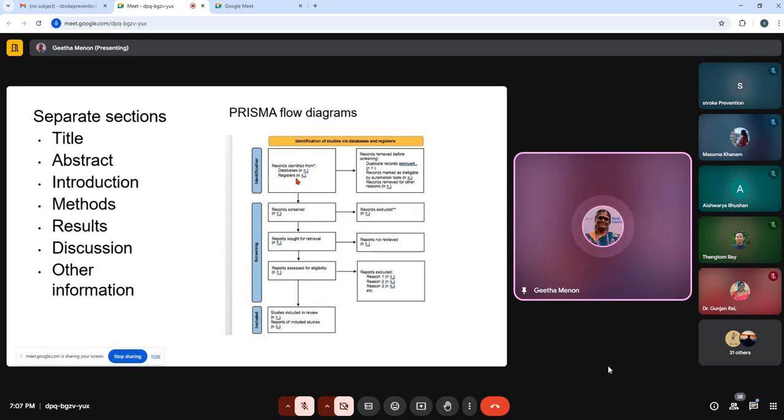And that is the primary diagram that helps a reviewer to look at your systematic review and see whether there is any discrepancy or any methodology that is inappropriate that has been used in the review method or not.